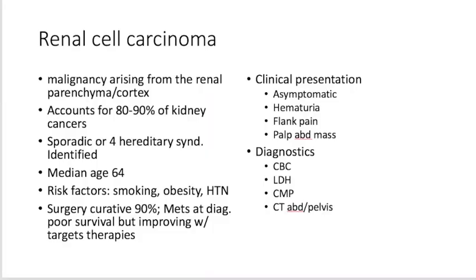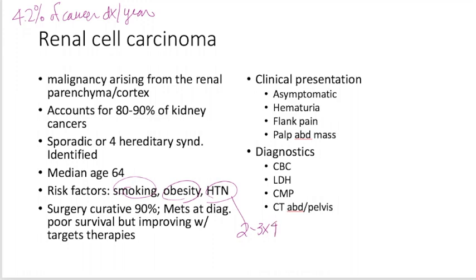Renal cell carcinoma is a malignancy arising from the renal parenchyma or cortex and accounts for about 90% of all kidney cancers. So mean age is about 64 years old, and kidney cancer comprises approximately 4.2% of new cancers per year. Smoking is a well-established risk factor for renal carcinoma. Obesity and hypertension are also big risk factors associated with this. If there are elevated systolic and diastolic blood pressures, there is a 2 to 3-fold increased risk of developing renal cell carcinoma. So surgery is curative for 90% of cases. If there's metastasis at diagnosis, it's poor survival, but we are improving our targeted therapies, and that's that personalized medicine.